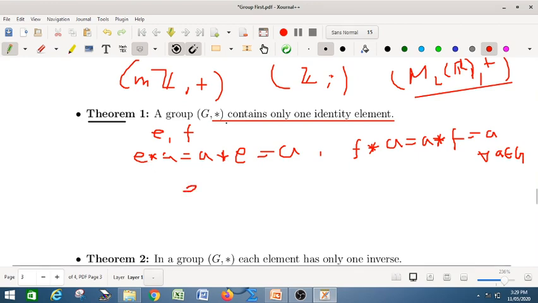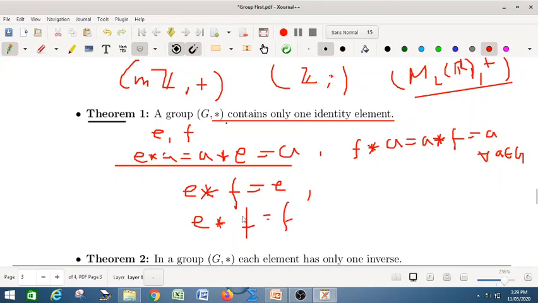Now we have E star F is equal to E, by the property of identity of F, because it follows from here. Also, E star F is equal to F, it follows from here. So we see that E is equal to F. That is, our group has exactly one identity. Our group contains only one identity.